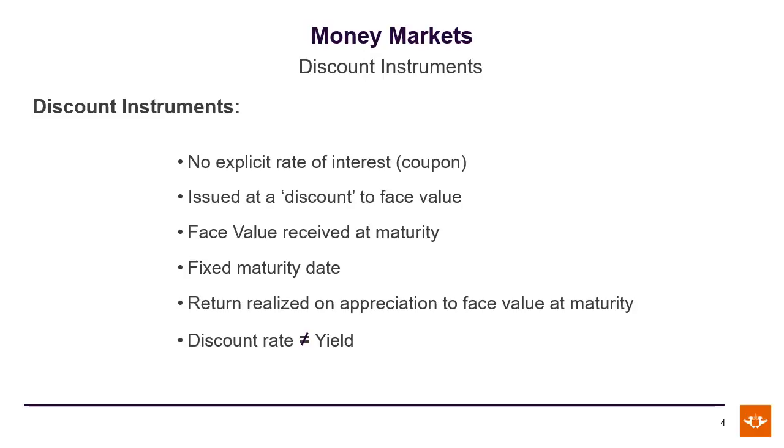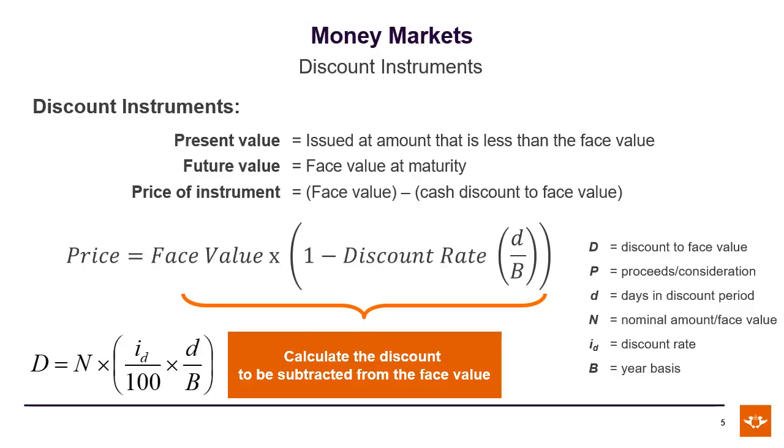The instrument is issued at a discount to face value. At maturity, the investor receives the face value. The maturity date is fixed, and the return that the investor generates is the appreciation to face value that is realized at maturity, and the discount rate is not the same as the yield.